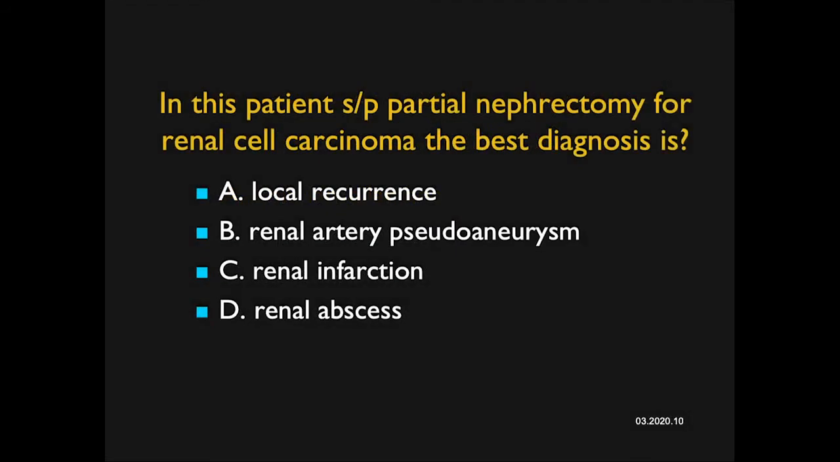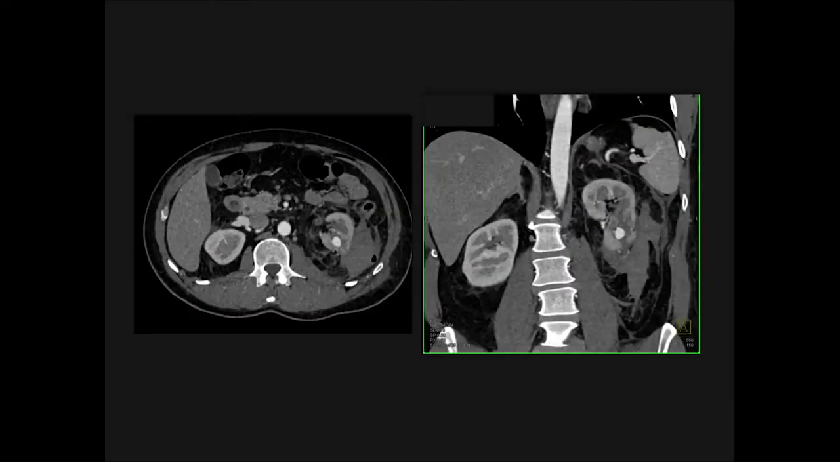In this patient, status post partial nephrectomy for renal cell cancer, what's the best diagnosis? And you look carefully and you say, what's going on in the left kidney? You can see the zone of partial nephrectomy, but you see a bright enhancing structure. That's a pseudoaneurysm. One of the complications of partial nephrectomy is pseudoaneurysm. There's no differential. If you didn't have contrast, you would just see stranding and you might think there was a bleed present or postoperative change. You do have perfusion changes, but it's not an abscess. It's not local recurrence. This is renal artery pseudoaneurysm.